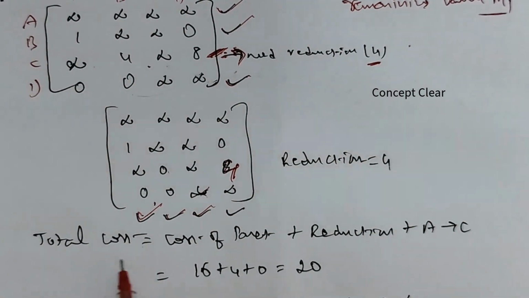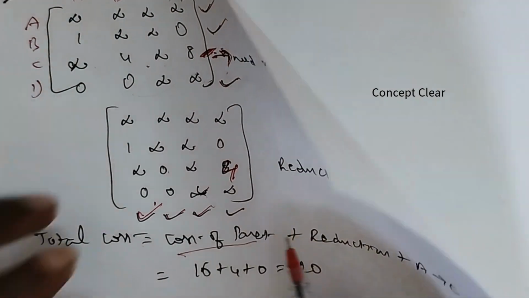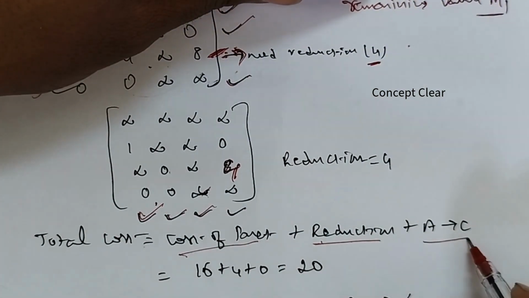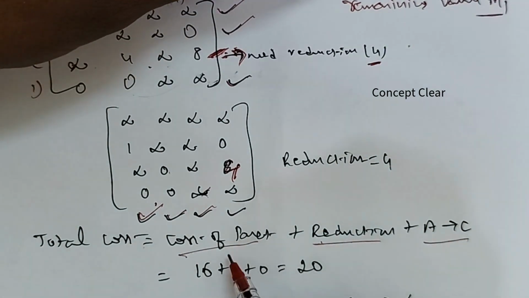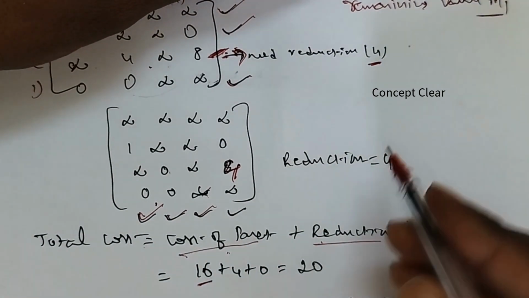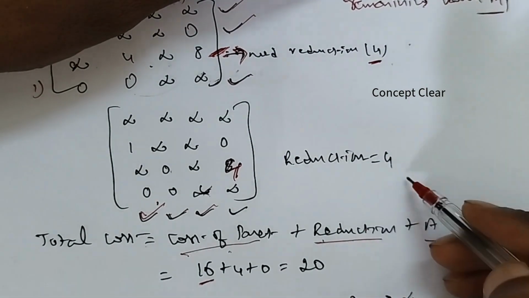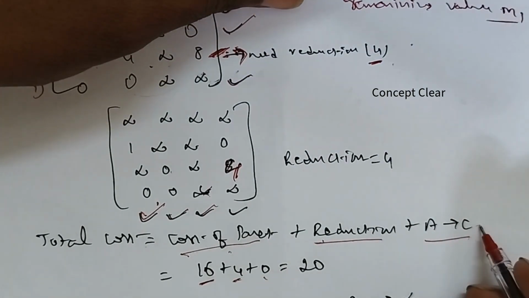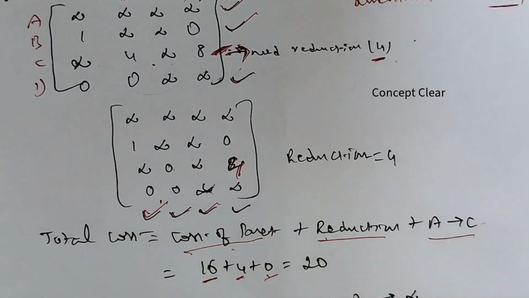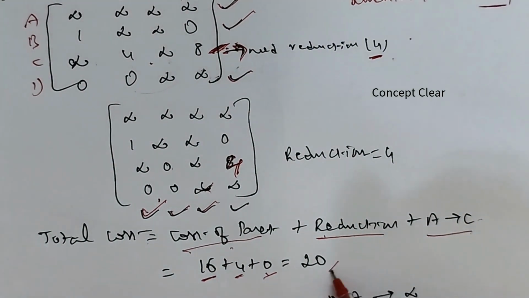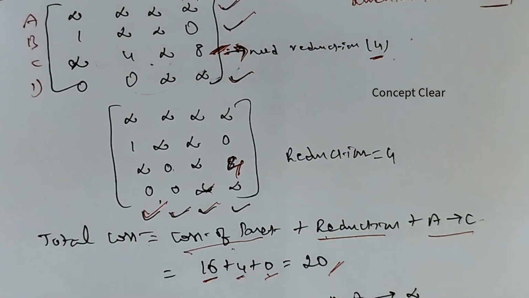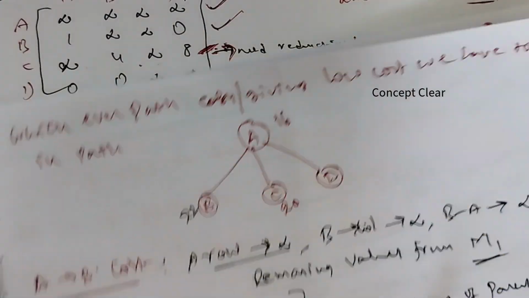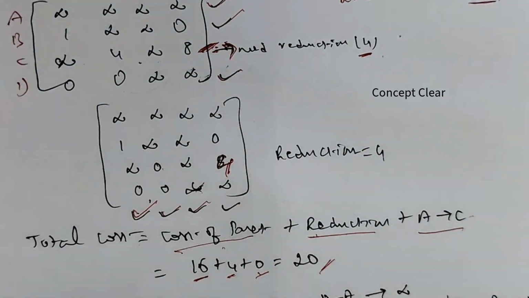The total cost formula is: total cost equals cost of parent plus reduction of this value plus the A to C path. Okay, here what is the total cost? The parent total cost is 16, plus the total reduction here, 4 plus 0, so only 4. And the A to C path in the M1 matrix is 0. So the total value is 20. Now we have to update the A to C value as 20, and in the same way we have to find out A to D.